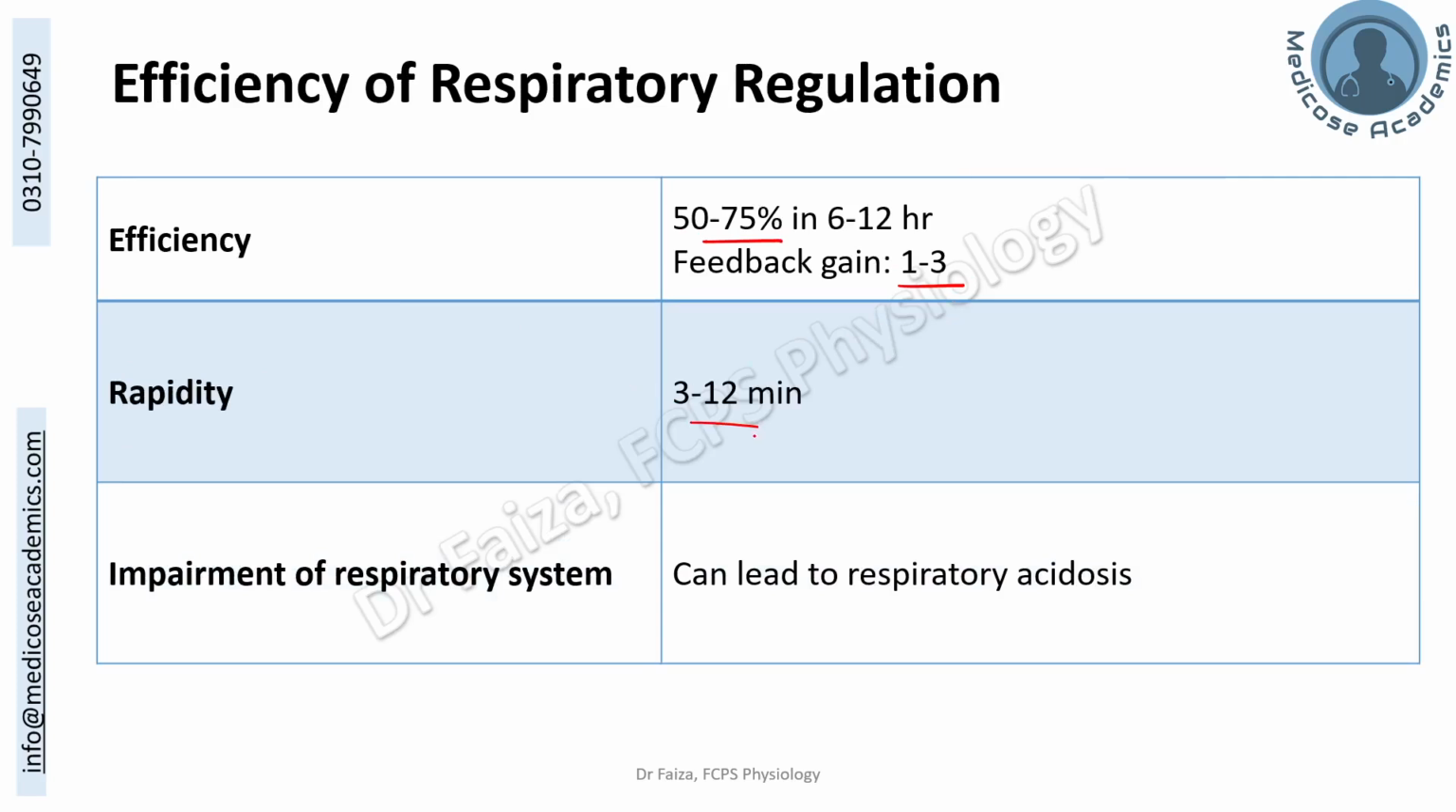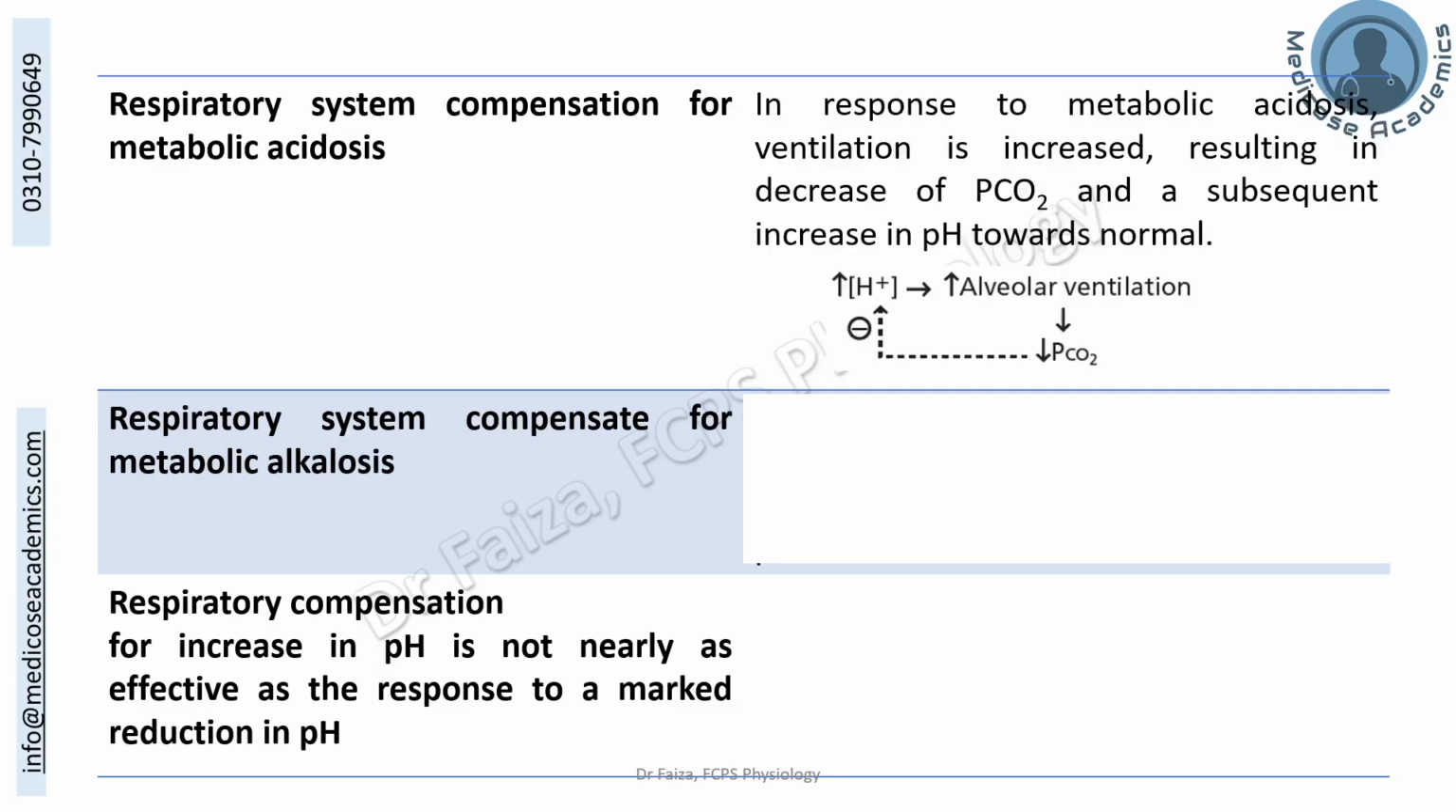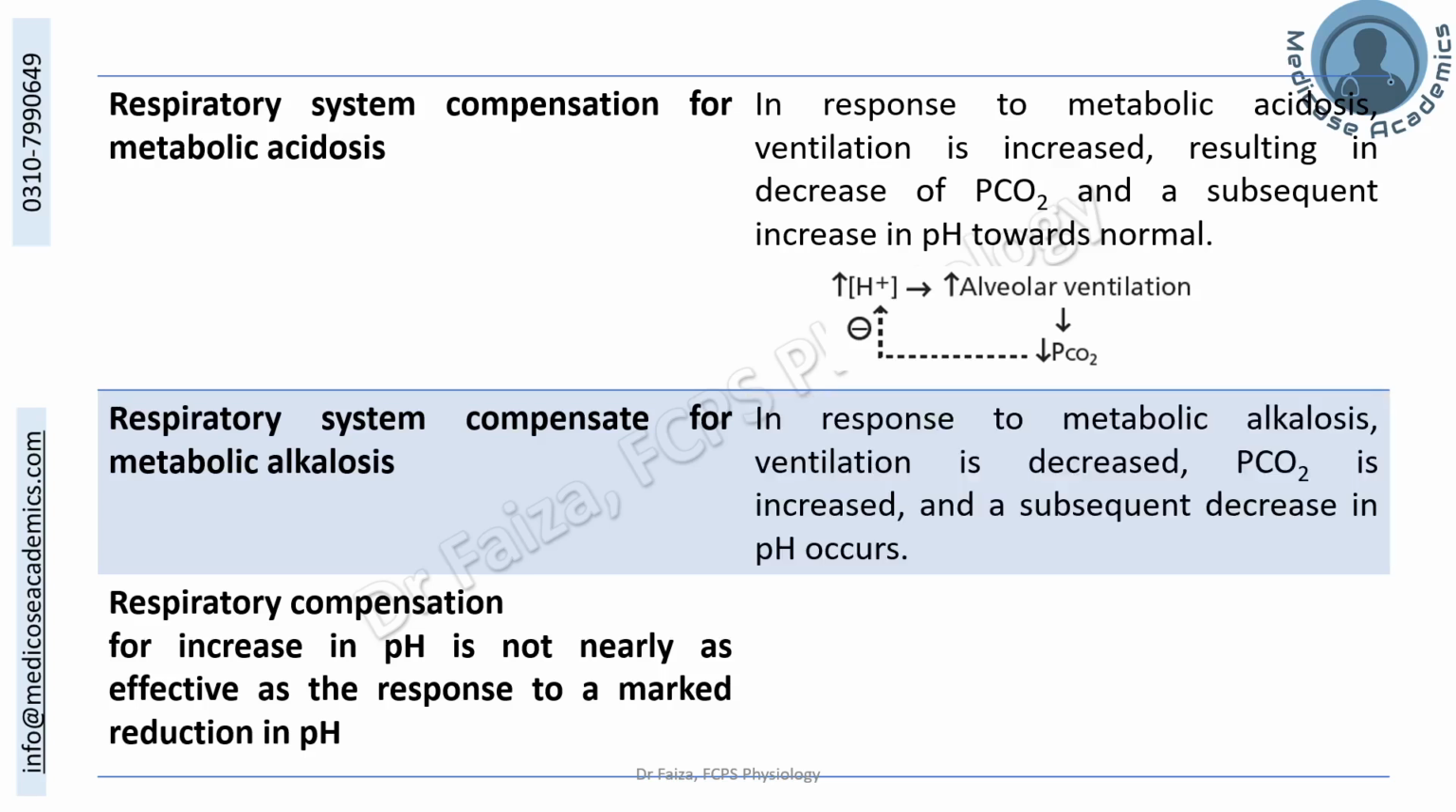Response in 3 to 12 minutes, and if the respiratory system is impaired, leading to less effective exchange of gases, it may itself lead to respiratory acidosis. Respiratory compensation for metabolic acidosis is by hyperventilation, which excretes the excessive carbon dioxide, and for metabolic alkalosis is hypoventilation to retain the carbon dioxide. The respiratory compensation for alkalosis is not much effective as compared to acidosis.